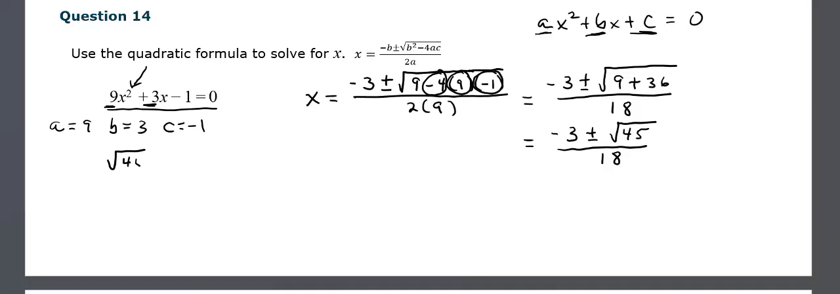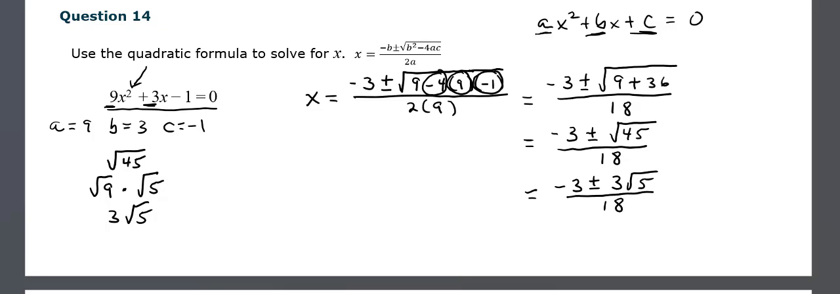Now, we need to simplify the square root of 45. So the highest perfect square factor of 45 is 9. So I rewrite that as the square root of 9 times the square root of 5. And the square root of 9 is 3. So that gives me 3 square roots of 5. So now I have negative 3 plus or minus 3 square roots of 5 over 18.